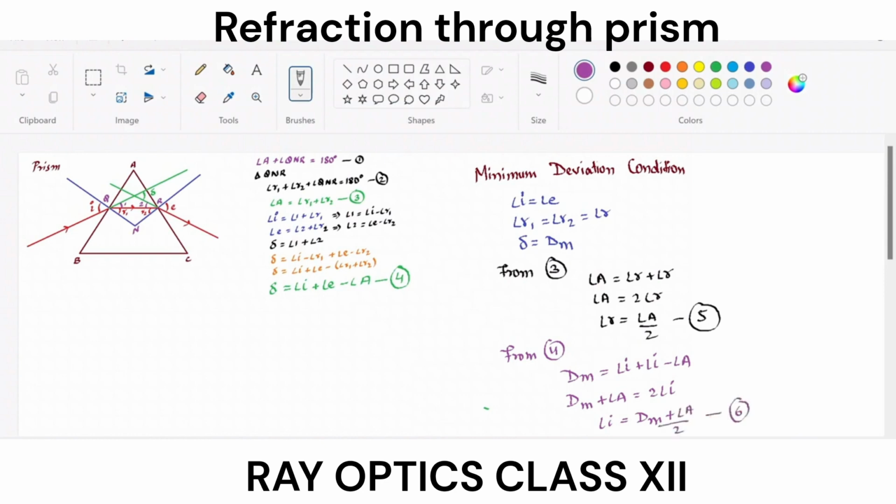So what is the objective of this whole derivation? The objective of this whole derivation is to figure out refractive index. What's a refractive index? Sin I upon sin R. So let's substitute here I. So I is nothing but Dm plus angle A whole divided by 2, and R is nothing but angle A by 2. So the refractive index is sin of Dm plus A by 2 divided by sin of A by 2. This is called the refractive index of this prism.